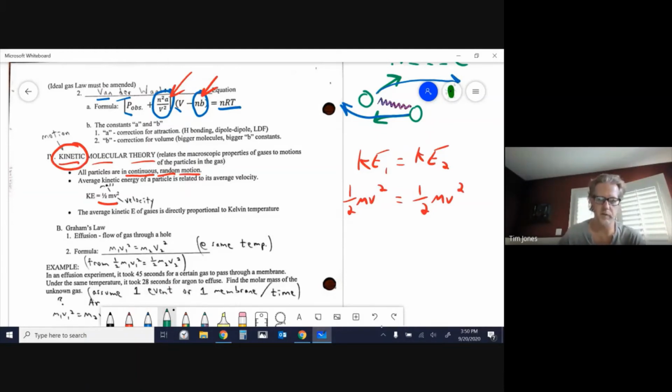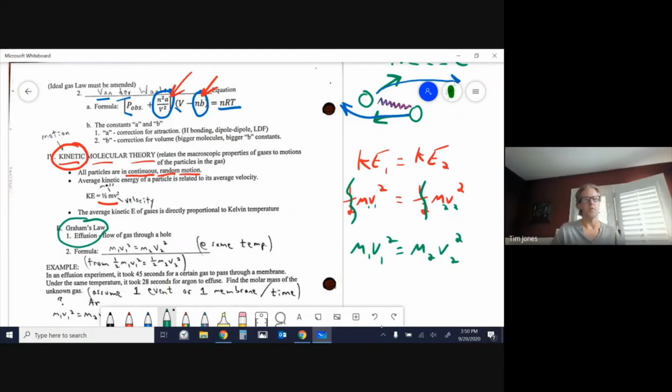I can do a better job and actually label this as M1 and V1 and M2 and V2. Notice the 1/2s cancel each other, and you end up with M1 V1 squared equals M2 V2 squared. And this is known as Graham's law. It's often called Graham's law of effusion, referring to a gas under pressure exiting through a small hole in the container. You might see it in either version, but the one that people usually use is the one without the 1/2.